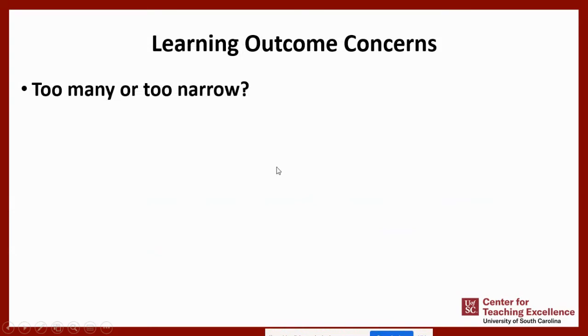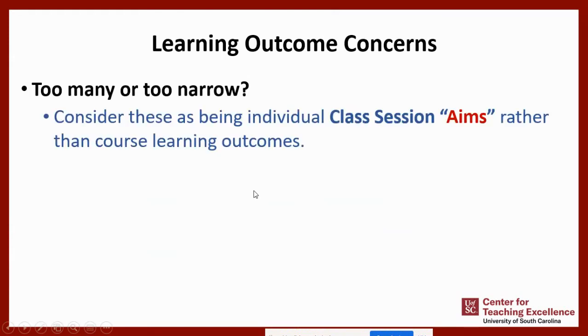Okay, so thinking about your learning outcomes, are there too many of them? Are they too focused and narrow? I mean, you could probably write 20 learning outcomes if you wanted to, but that's too many. Again, you want the learning outcomes to be a little bit more overarching, bigger ideas versus week by week learning.